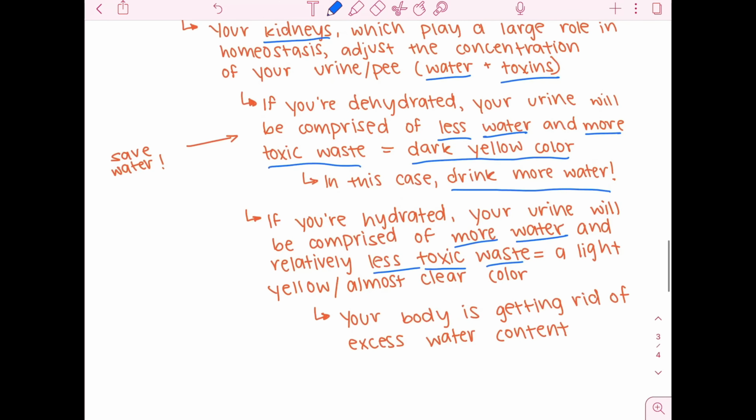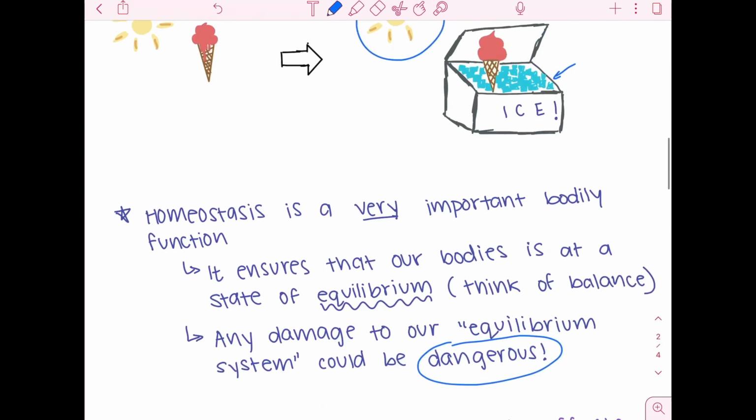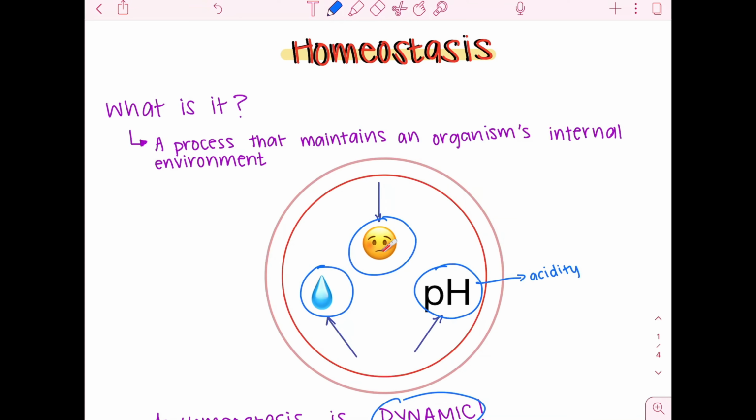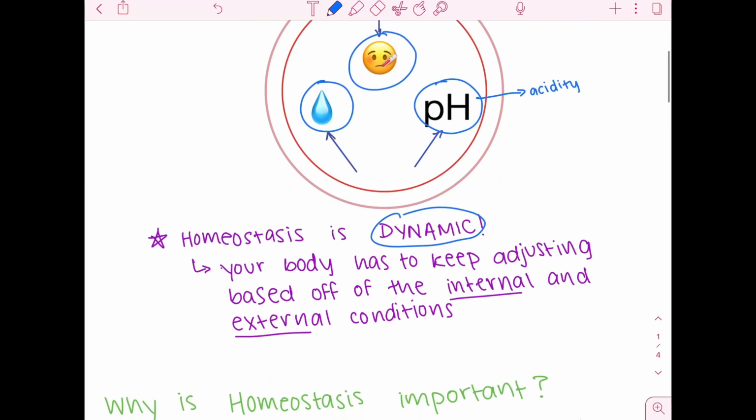Okay, so that is the end of the examples that I gave. Right now we're going to quickly go over what we went over in this video. So at the top we started off with a definition of homeostasis and we went over the 3 most important things that your body regulates.